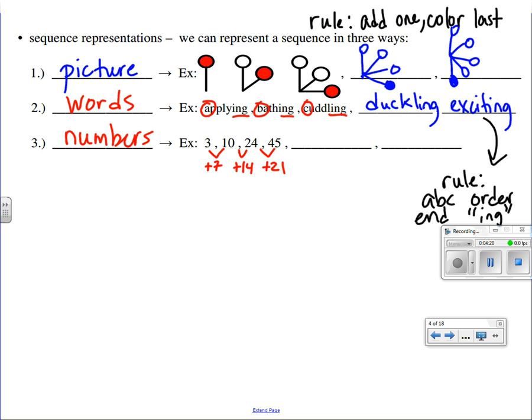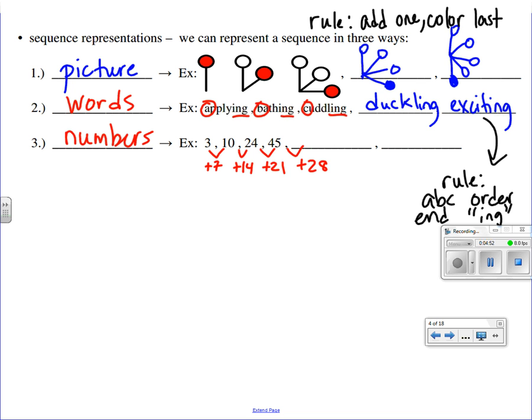How are you getting that? Its rule is 7, okay? So this is 7 times 1. What's 14? 7 times 2. What's 21? 7 times 3. So the next one we have to add 28. And again, where does 28 come from? 7 times 4 is how we got 28.